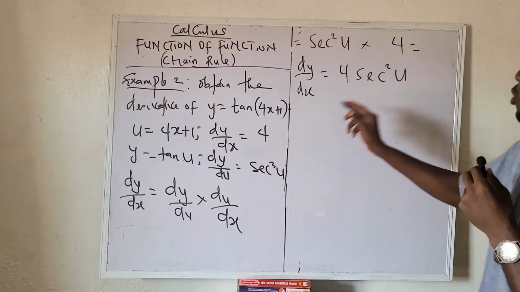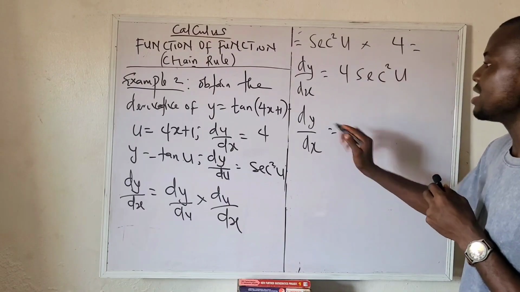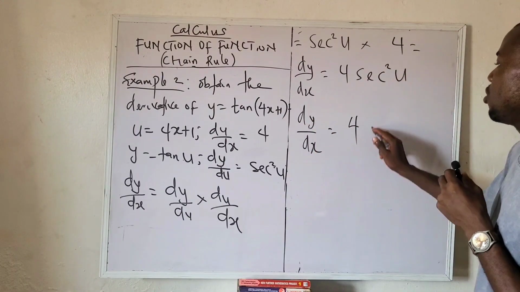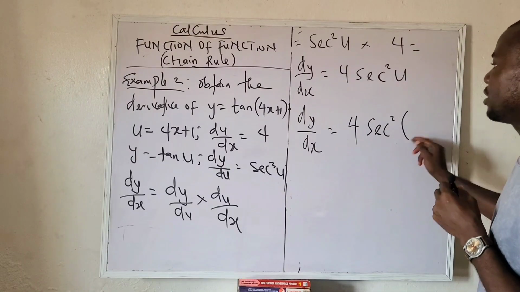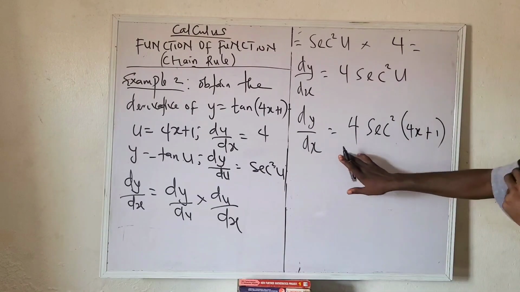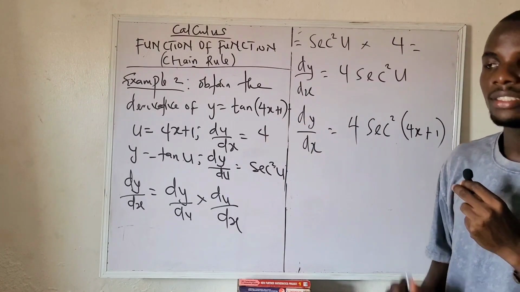All right. So from this, remember that your u is 4x plus 1. So bring it back here. This will be 4 sec square of 4x plus 1. And that gives you the answer to this question.